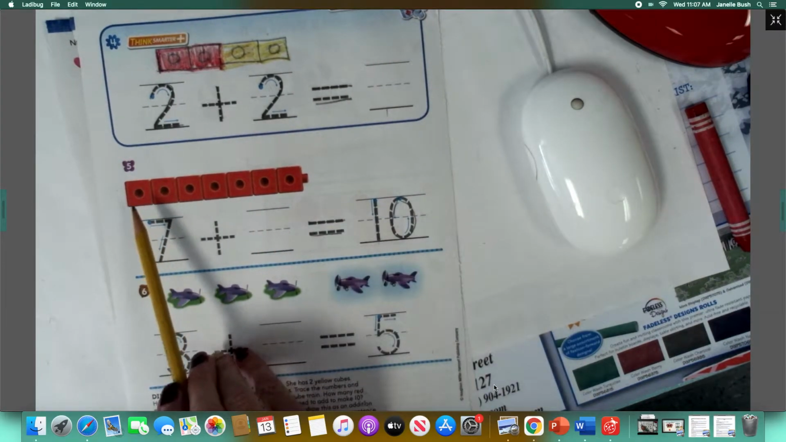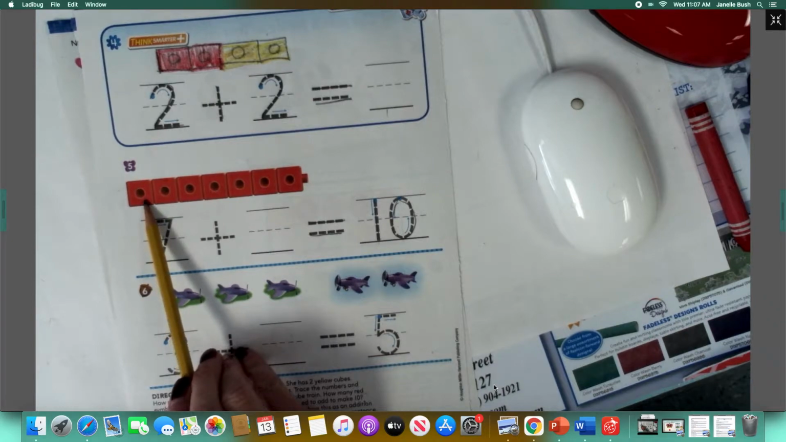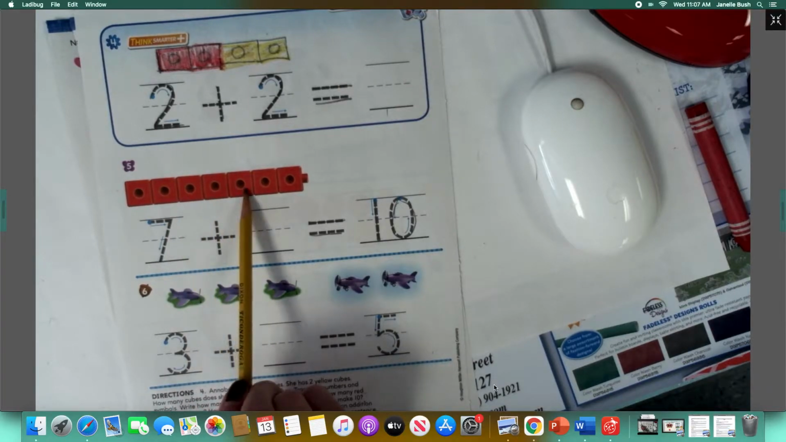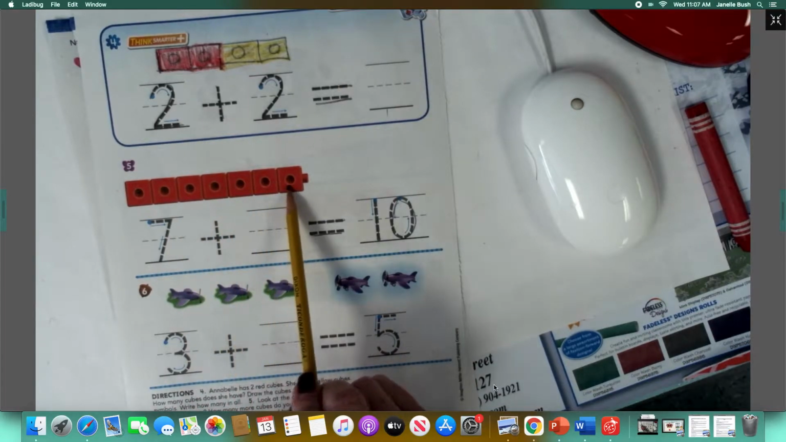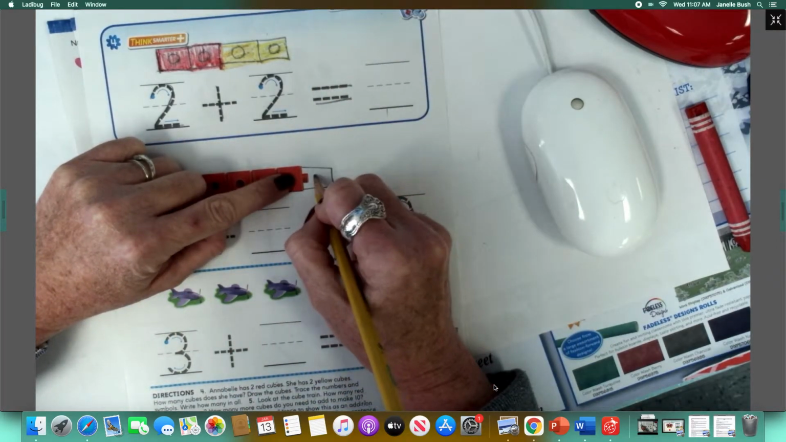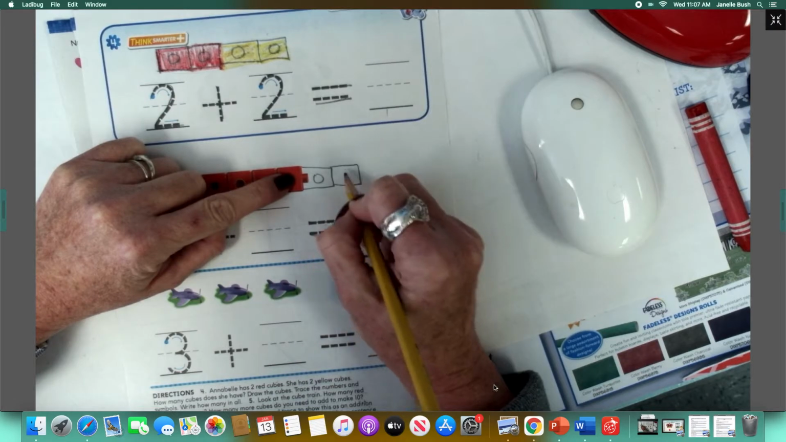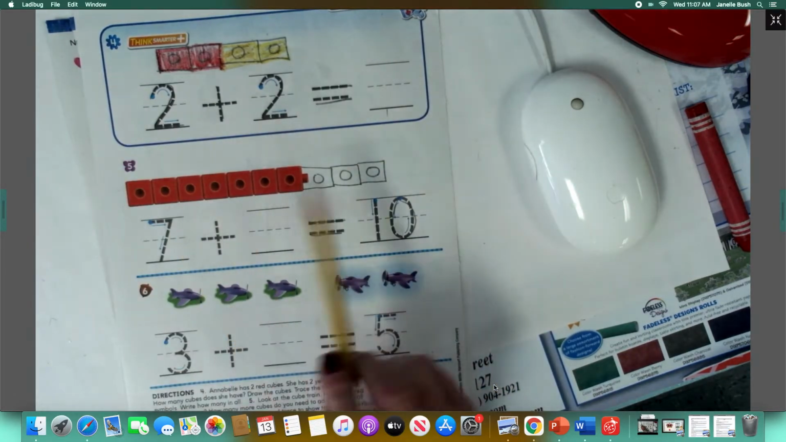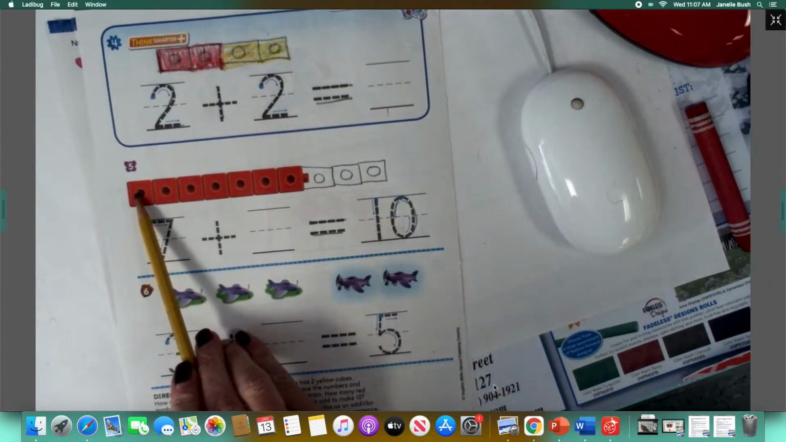All right, first thing we're going to do is count our red cubes. 1, 2, 3, 4, 5, 6, 7. Now, we're going to keep on going until we get to 10. So, there's 7, 8, 9, 10. Okay, so let's count, make sure we got 10. So, start at the first cube.